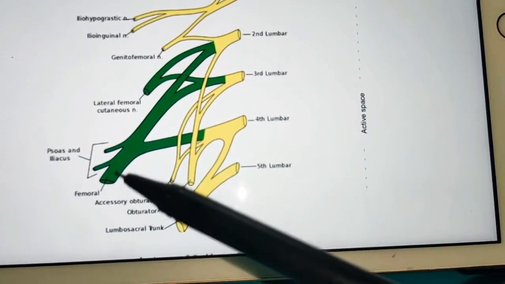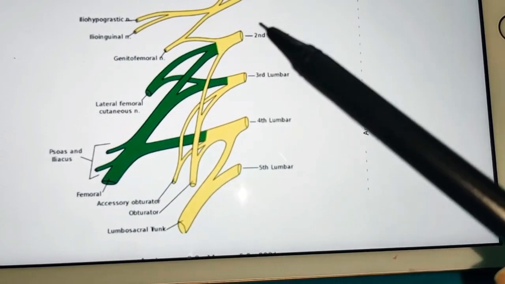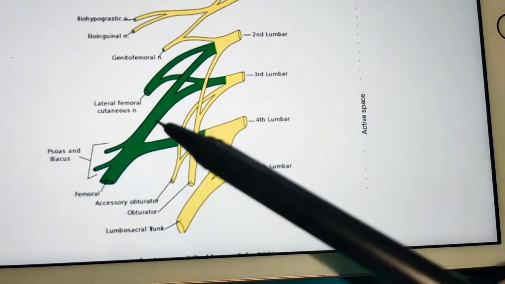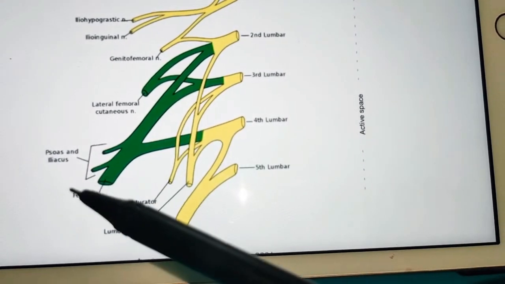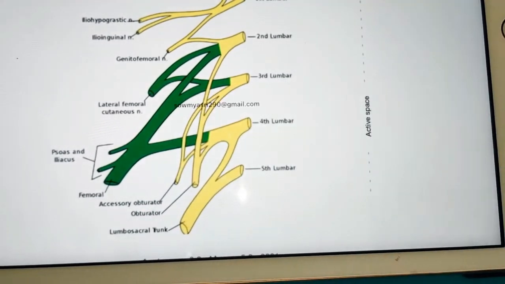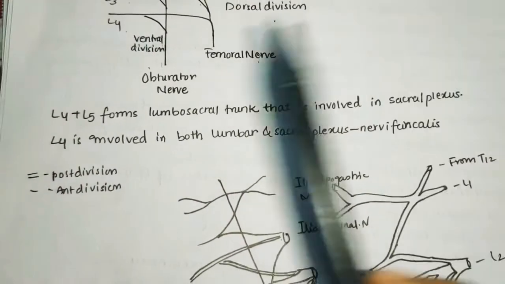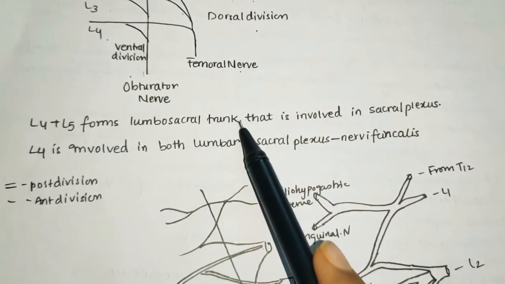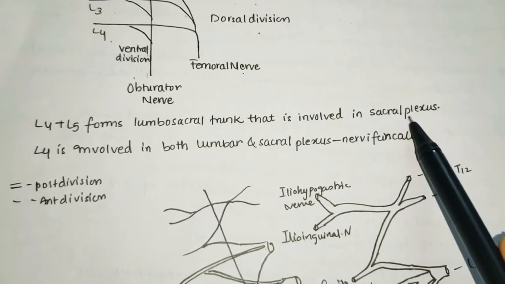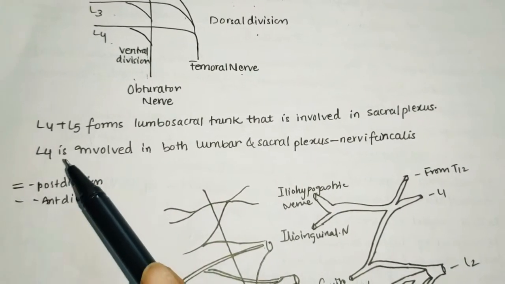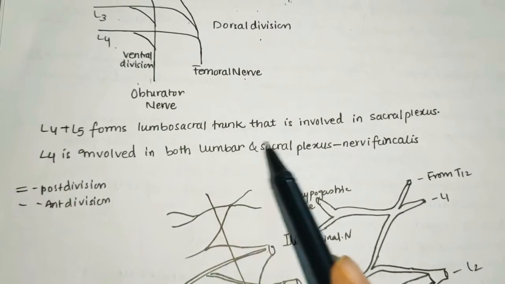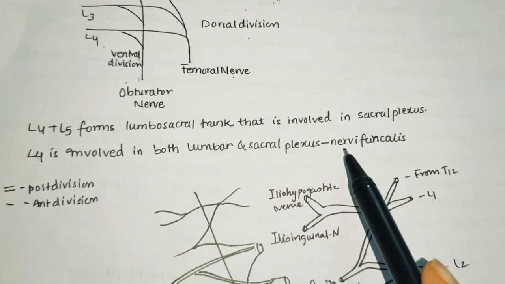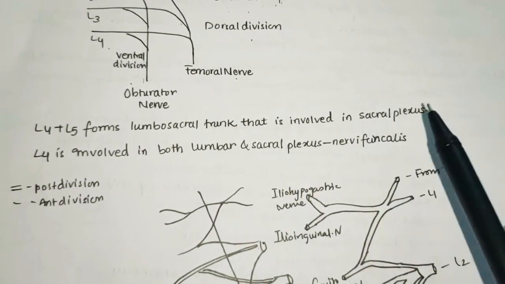That is our femoral nerve. You can see the femoral nerve is coming from L2, L3 posterior division, right? So that also gives branches to psoas and iliacus muscles. So here you can see L4 and L5 together form the lumbosacral trunk, and that is involved in the sacral plexus. Okay, so as L4 is involved in both lumbar and sacral plexus, it is also called nervus furcalis.